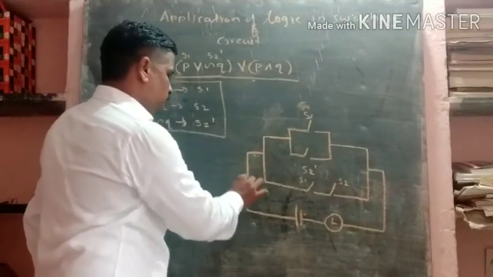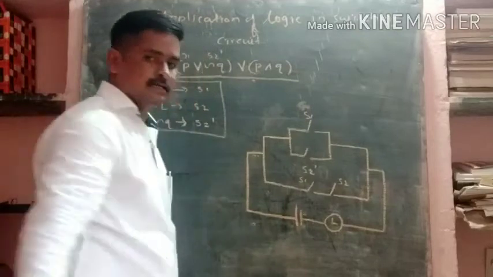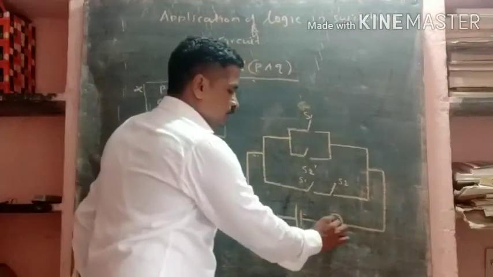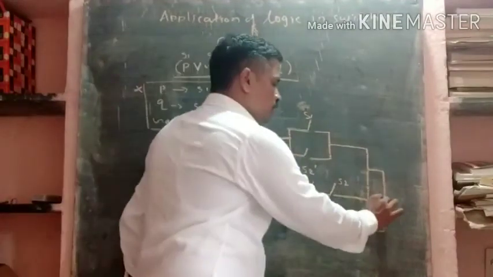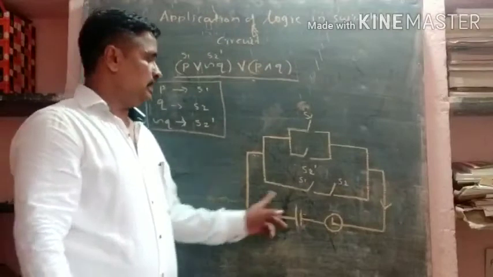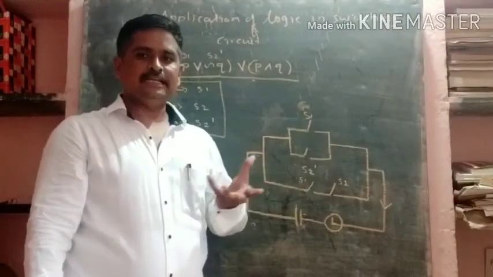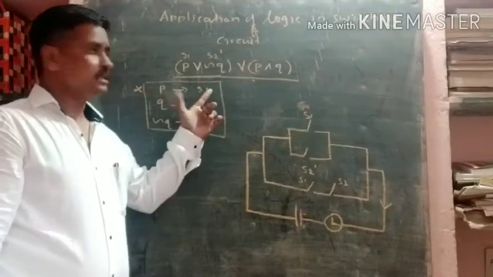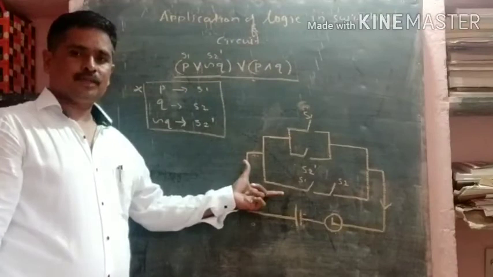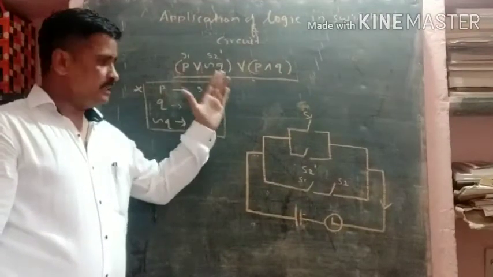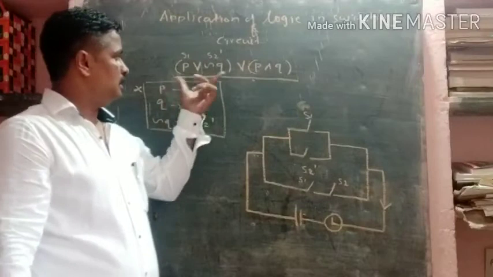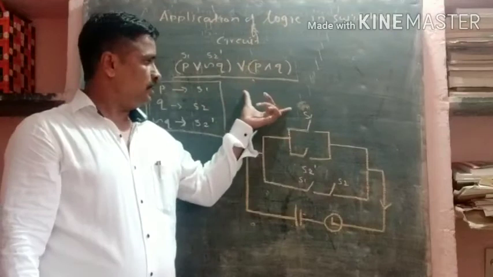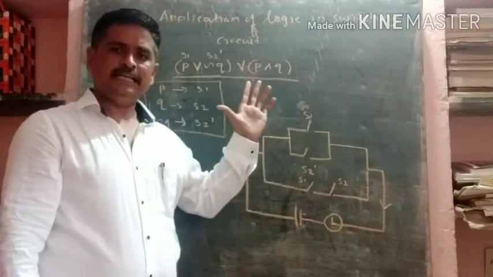Both the switches are connected to the terminals of the battery, that is the positive and negative terminals of the battery, and there is the symbol of a light. We have to check whether the current flows or not, that means the light glows or it does not glow. So this is the theory of how to construct the circuit diagram of a given logical statement. This is the first case. In this way, we can consider any statement and obtain the circuit diagram of any logical statement.